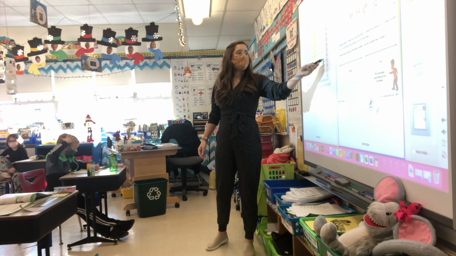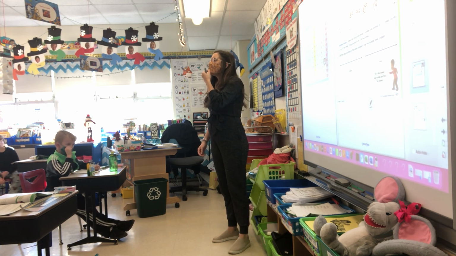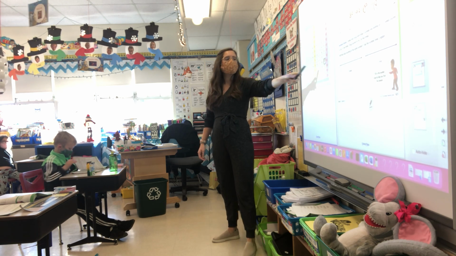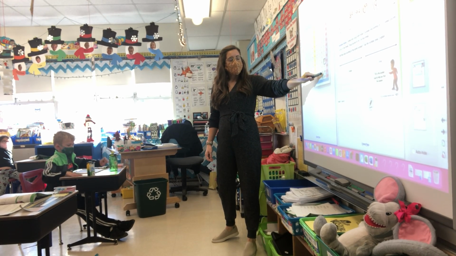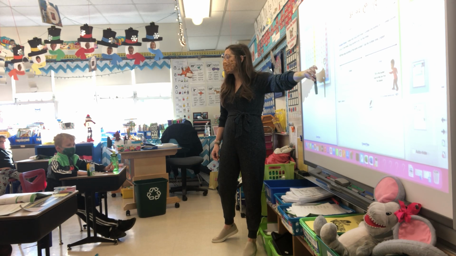And we find 89 right here on our hundreds chart. How can I easily count by tens using my hundreds chart? Where do I go from 89, James? 99, then 109, then 119. So you just go straight down the column, right?